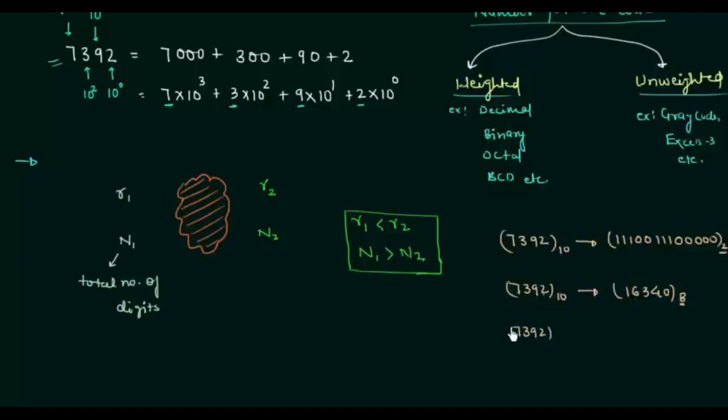Now we will represent the same quantity in hexadecimal. In hexadecimal it is equal to 1CE0. Now there is one important thing that you can see: here we have 4 digits, so we can say that N1 is not strictly greater than N2, but they can be equal.